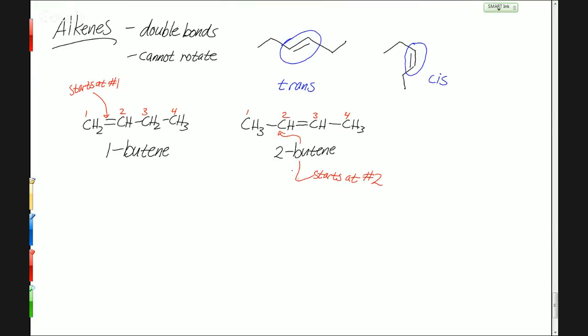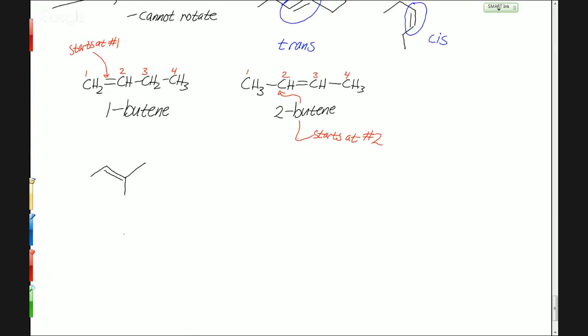We can also have substituents in alkenes as well. So we can have something like this. This one we would number starting over here: 1, 2, 3, 4. And we'd call this 2-methyl-2-butene. The substituent, the methyl group, is on carbon number 2, and the alkene, the butene, starts at carbon number 2.